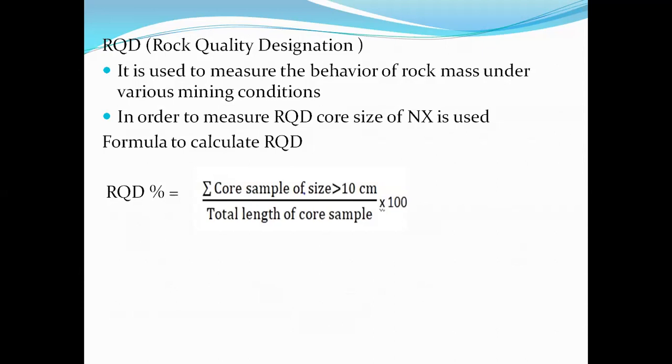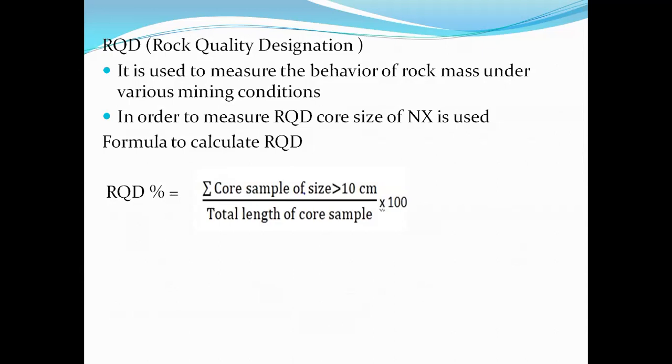So what exactly is RQD here? It is used to measure the behavior of the rock mass under various mining conditions. This is one of the classification methods which is basically used to analyze the behavior of the rock mass. In the previous video lectures, we discussed two other rock mass classification methods, RMR, rock mass rating, and the Q system, nothing but the tunnel quality index or tunnel quality system. Those are different categories of classification methods using which we can predict the behavior of the rock mass under various stress conditions or loading conditions.